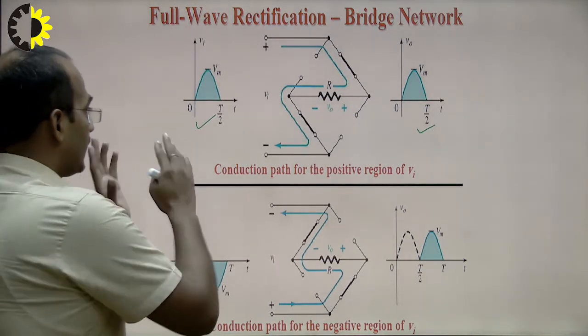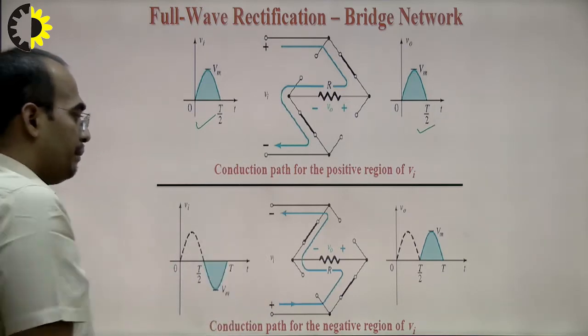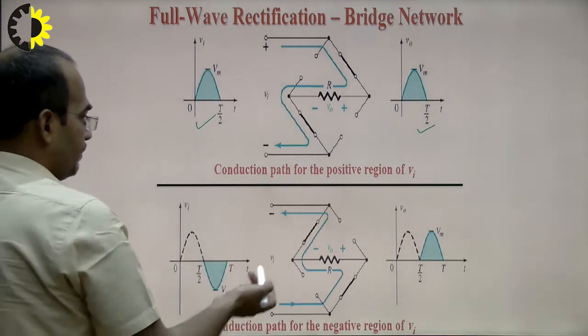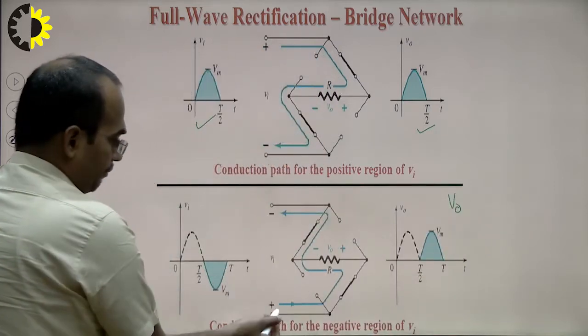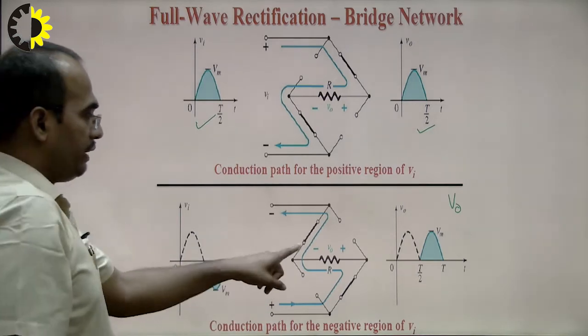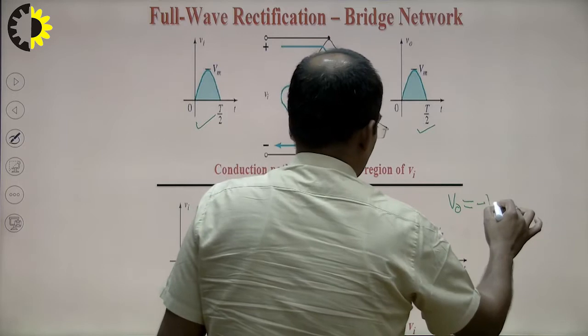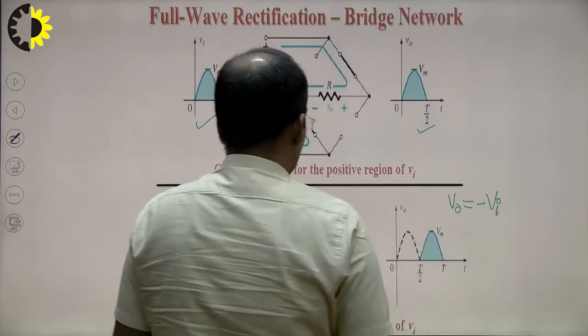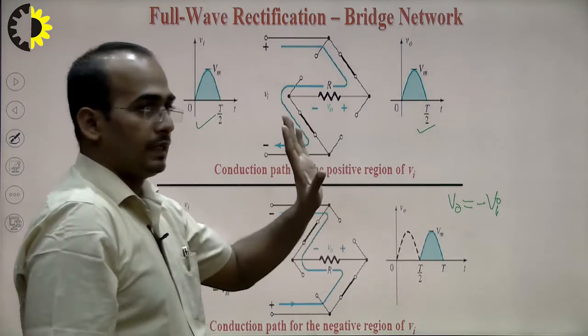For the next half cycle, that is the negative half cycle, again this negative and positive will come here. The same will happen if you apply the KVL, and the direction of current will be like this. So when we apply the KVL, you will get V naught is equal to minus of Vi. So this input will invert and you will get this half cycle.